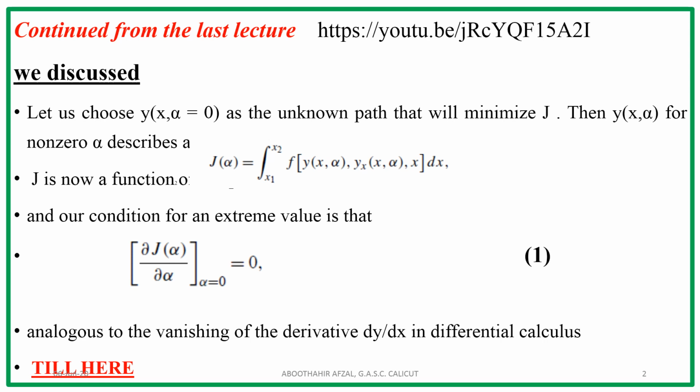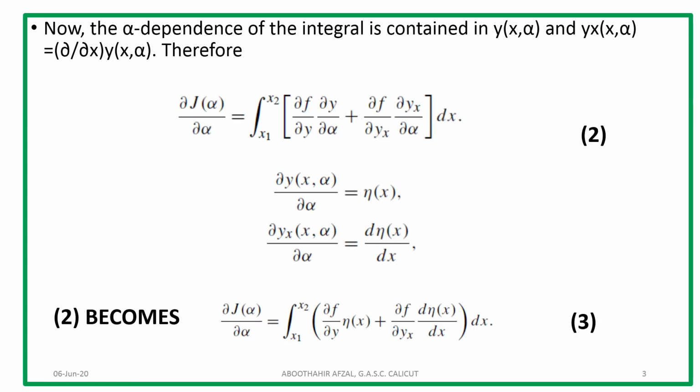Today we are going to find out the condition in the form of a partial differential equation, which is called the Euler equation, on further expanding the integral. Now coming to the third slide, let us find dou J by dou alpha.